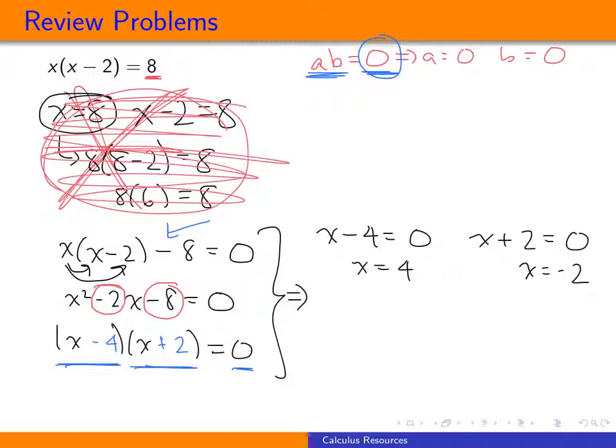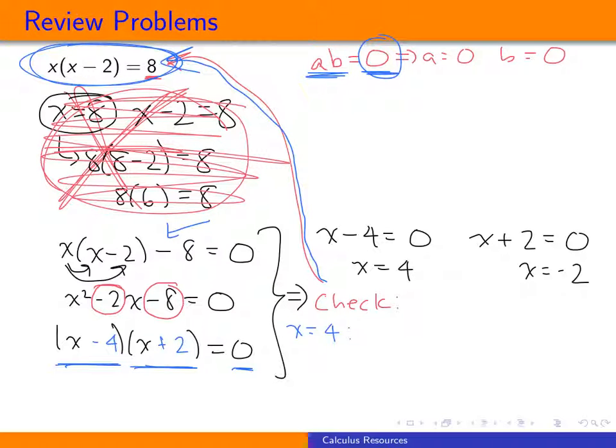And now we can check it just by plugging it into the original equation right here and making sure that it holds true for those x values. So let's start with x equal to 4. For x equal to 4, when I plug it into the original equation up here, I get 4 times (4 minus 2) is equal to 8, which says that 4 times 2 is equal to 8, which is in fact a true statement.